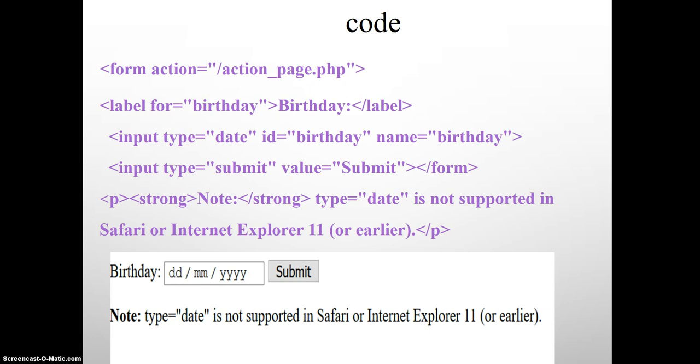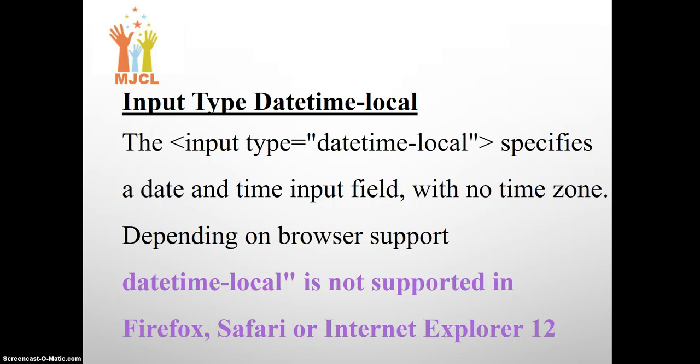Output is birthday equal to DDMMYYYY. This is the format of the date. If you want to change the format of the date, you can write the code again to change the format. Here are the four formats of the date. First is DDMMYYYY. Second is MMDDYYYY. Third is YYYYMMDD. Fourth is YYYYDDMM.